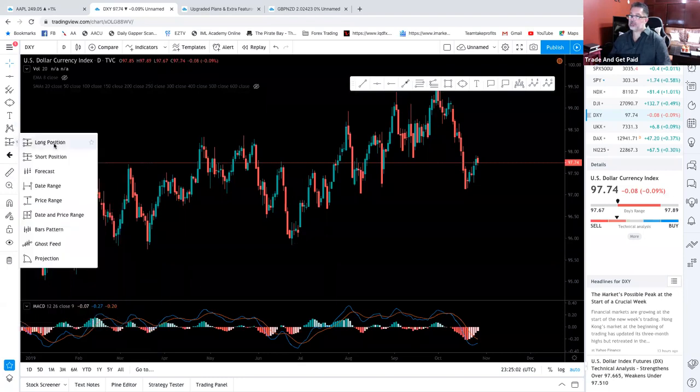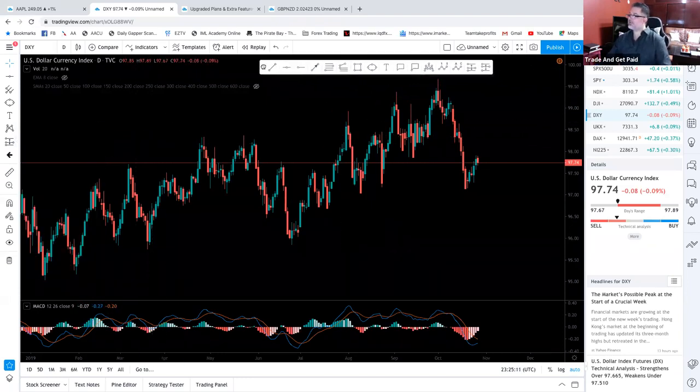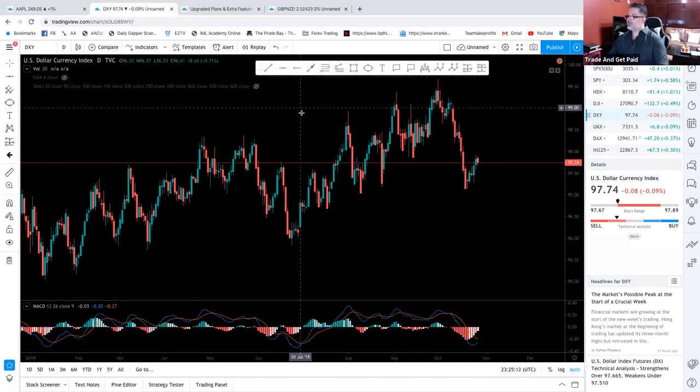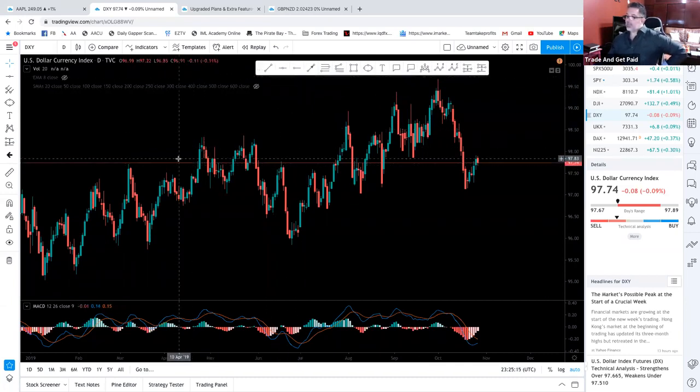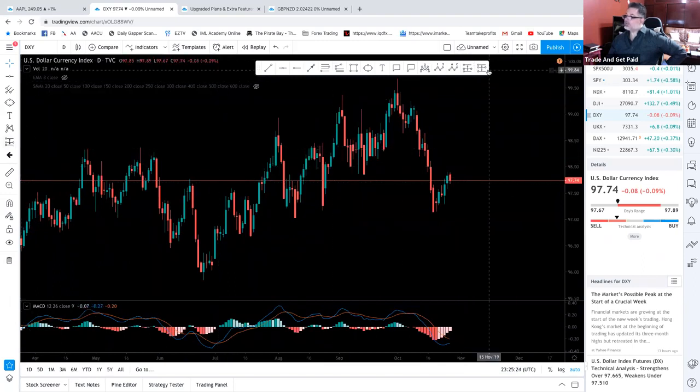Let's see over here. Also, this is a nice little tool, the long and short position. If you're trying to determine how many pips and what your risk to reward is, that's what you would use. Let me move this bar over here. This right here, which is now over here, is your long position and your short position. If you hold it, you can see what it tells you: short position.